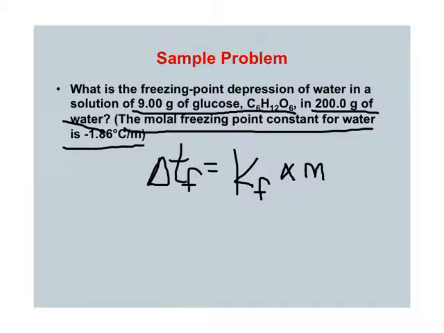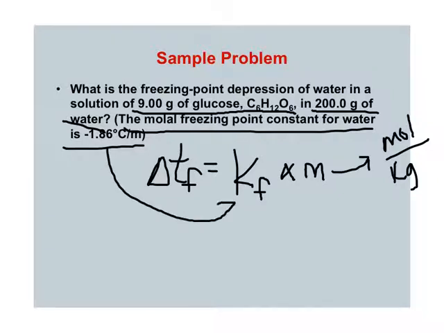Now remember, molality has got to be, I'm just going to draw an arrow here, it's got to be moles of solute over kilograms of solution. So we've got to do that first, and then we're just going to plug this freezing point constant in, okay? So you've got grams of glucose, and we've got to change that over to moles of glucose.